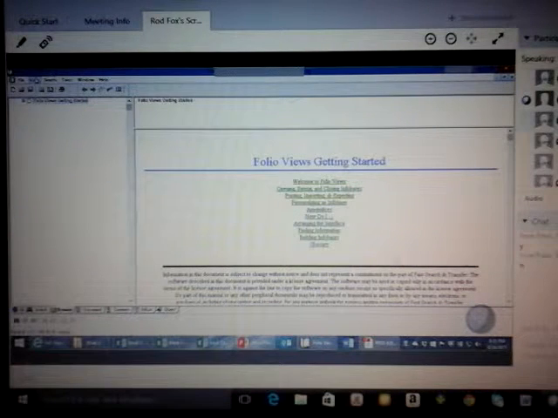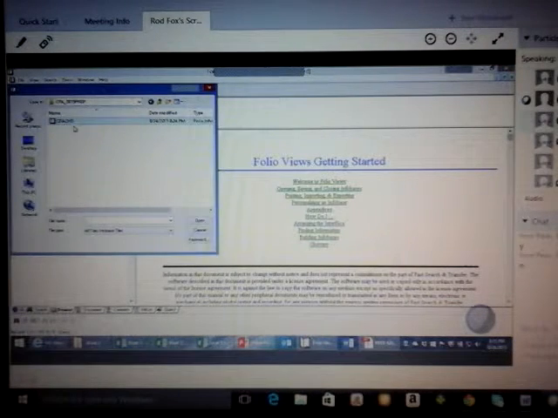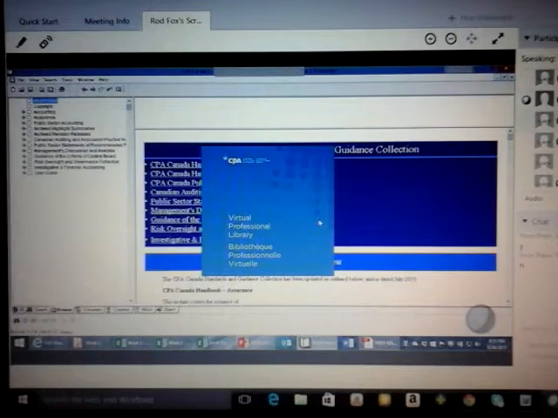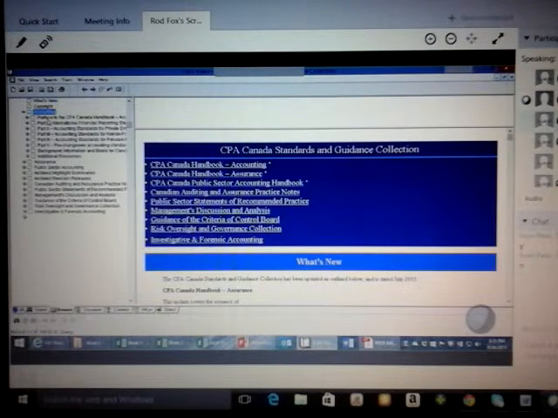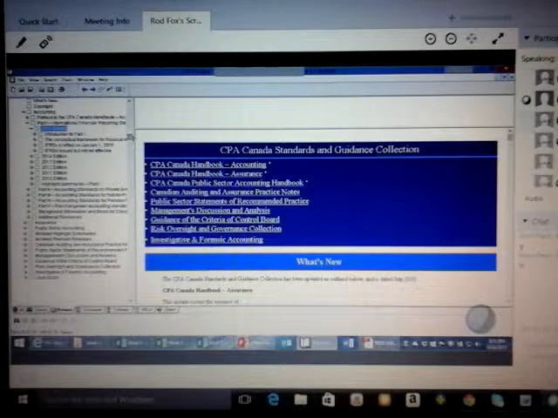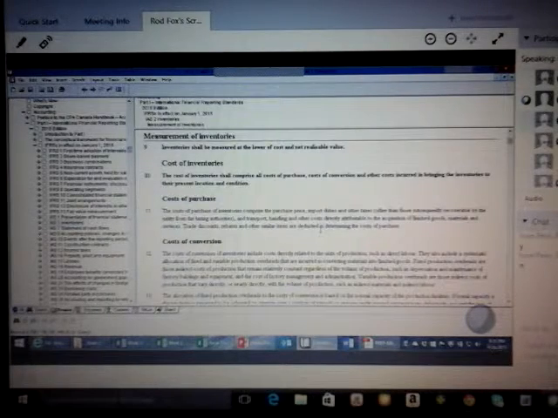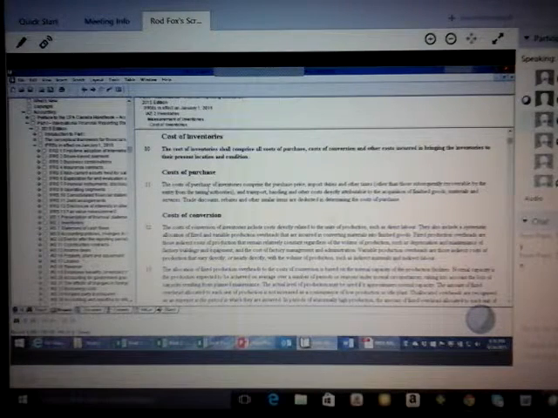So again, I'm just going to go into my folio and open up my CPA handbook. And I'm going to go under the accounting. We're using International Financial Reporting Standards, the 2015 edition, and the ones that are in effect at the beginning of 2015. So I said this was IAS Standard 2. So this is inventory that we're going to take a look at. And again, I referred to paragraph 9. This is where we're talking about the types of costs that we can inventory. So you can just look through that on your own time.